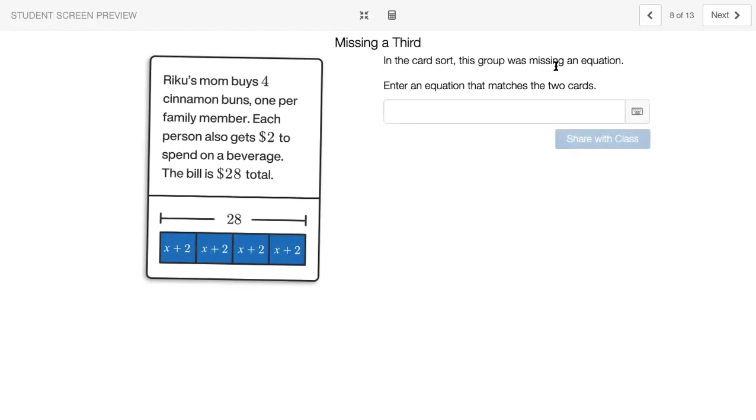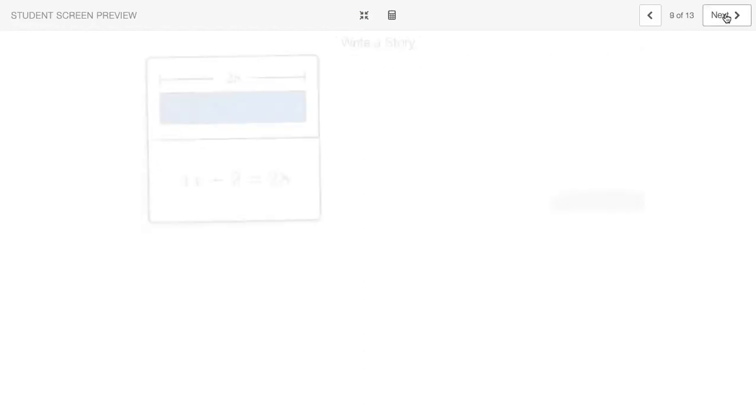In the card sort, this group was missing an equation. Write the equation for it. So I've got Riku, the cinnamon buns. I'm going to build off that equation there. So I'm going to see it as 4 groups of x plus 2 is equal to 28. And that would be the equation. Next slide.